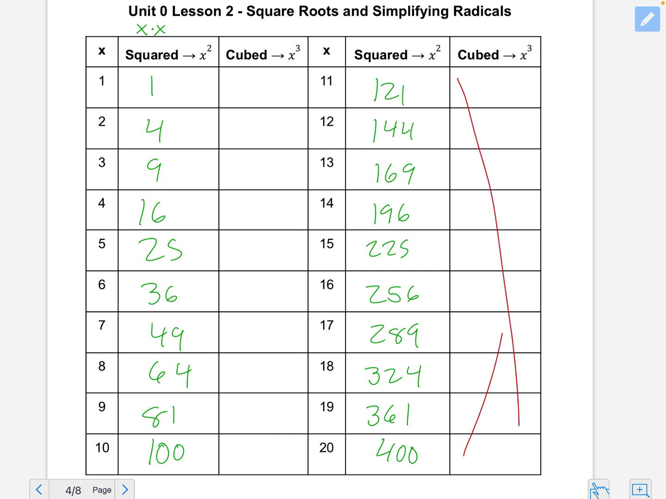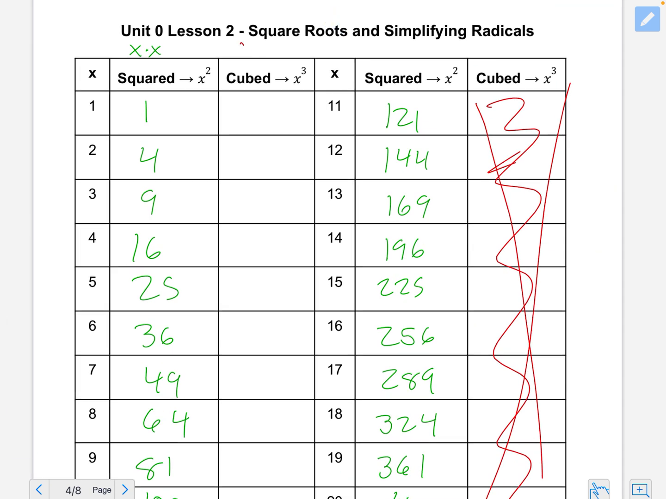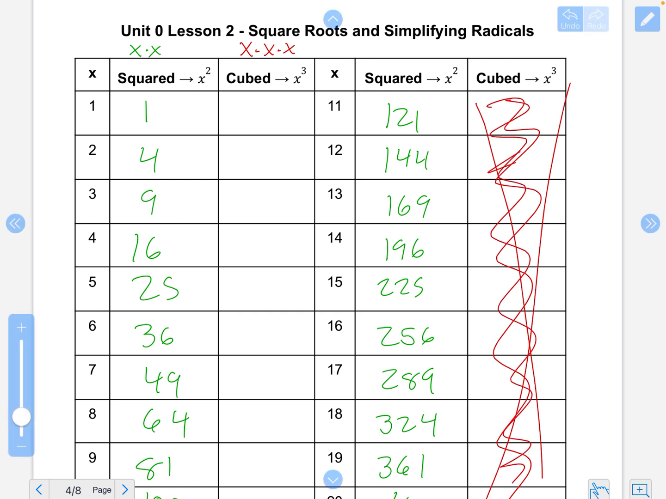Now we're going to just briefly talk about our cubes, 1 cubed, 2 cubed, 3 cubed. So for cubed, that means it's x times x times x. These are things that as you get to Algebra 2, pre-calc, calculus and statistics, you need to know your cubes and your cube roots.